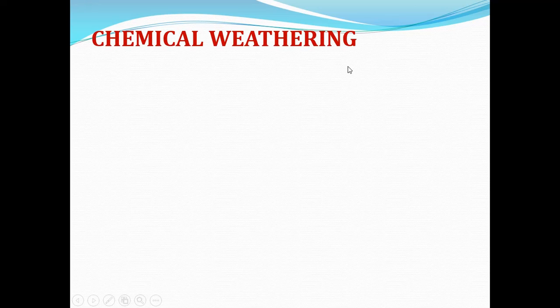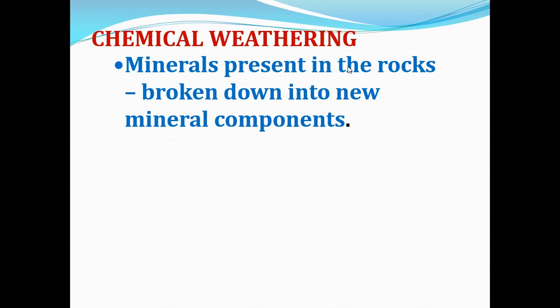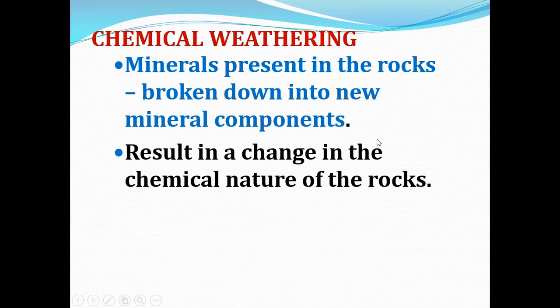Now we can move to chemical weathering. What is meant by chemical weathering? In this type of weathering, minerals present in the rocks break down into new mineral components. Rock contains certain minerals. When there is some chemical change, the minerals present in the rocks break down into new mineral components, resulting in a change in the chemical nature of the rocks.